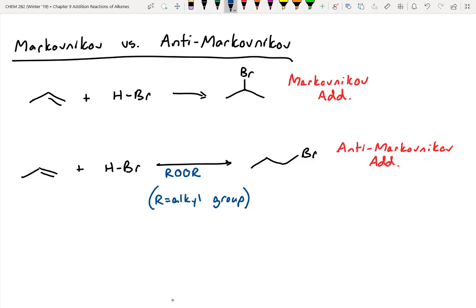Peroxides are really unstable. They tend to fall apart and form radicals. So if you take biochemistry, you'll talk about that in a lot more detail. But this actually initiates a completely different reaction mechanism where you get an anti-Markovnikov addition product. The good thing with this one is you don't need to know this mechanism.